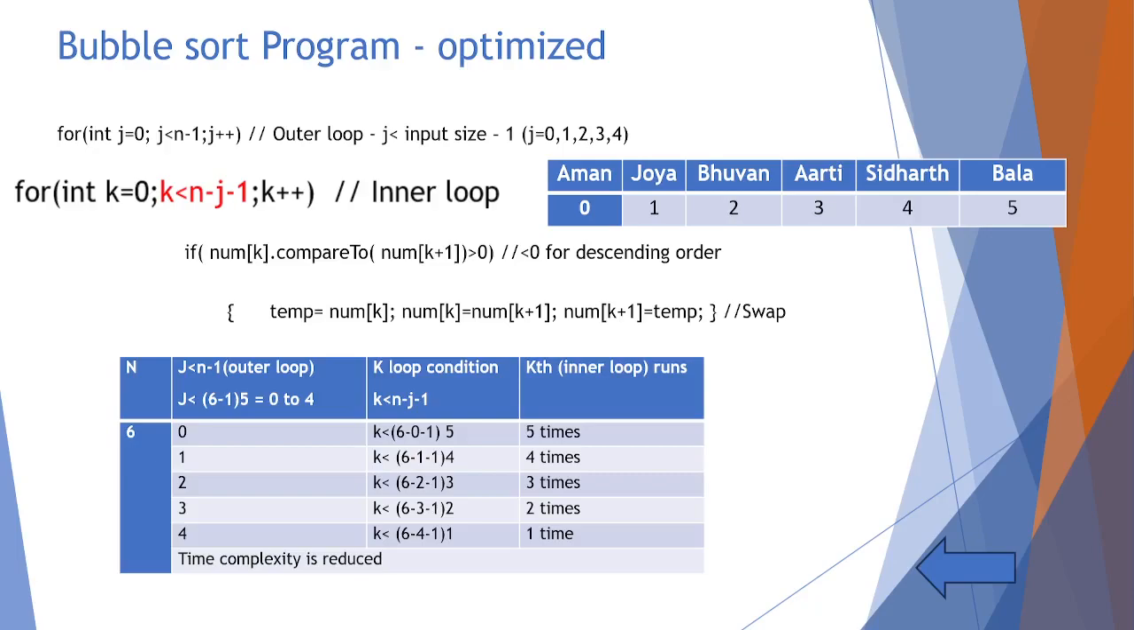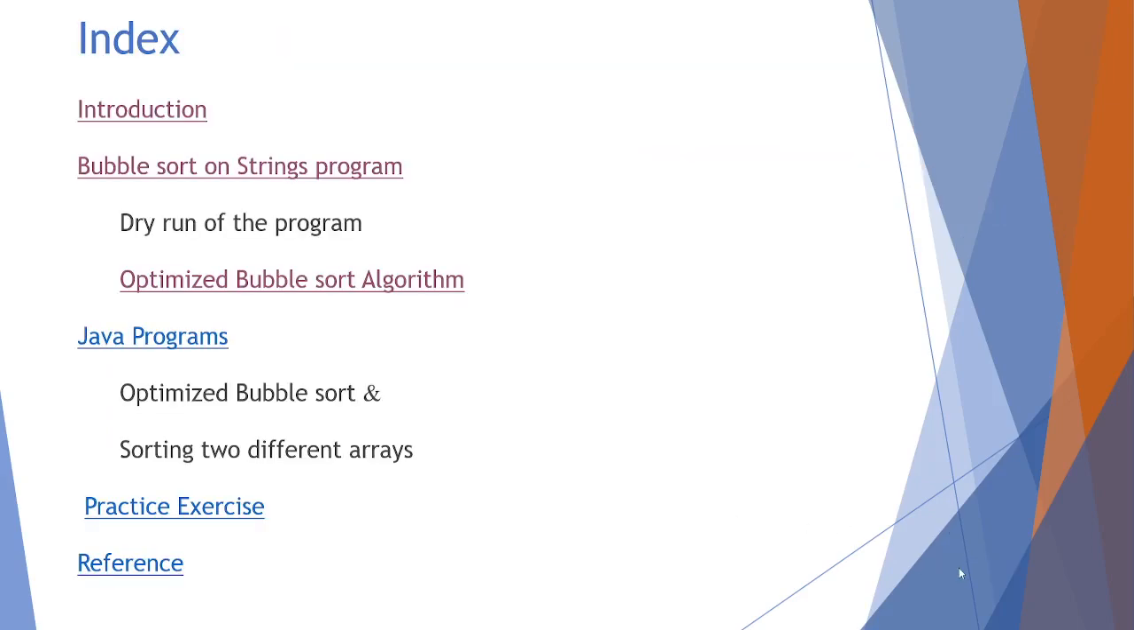One element is sorted. In the third, only 3 iterations, because we know 2 are sorted. In the fourth, only 2 iterations. We know the last 3 are sorted. In the fifth one, only 1 iteration, because we know 4 elements are sorted. This is the change in the bubble sort, the optimized bubble sort algorithm.